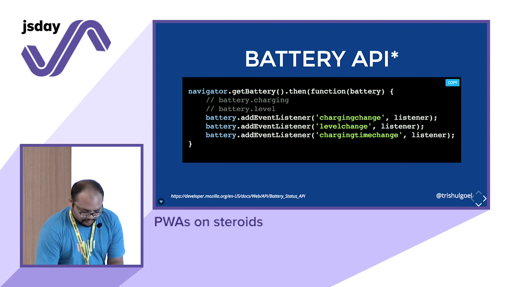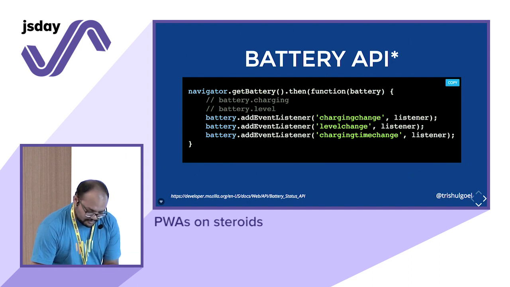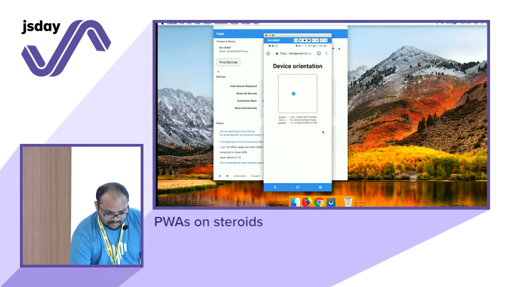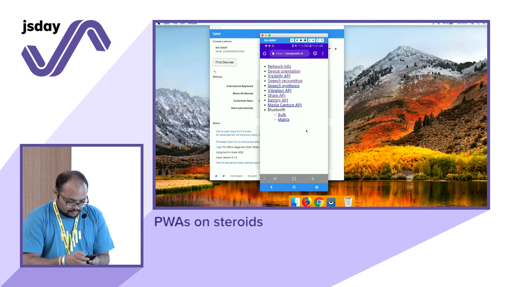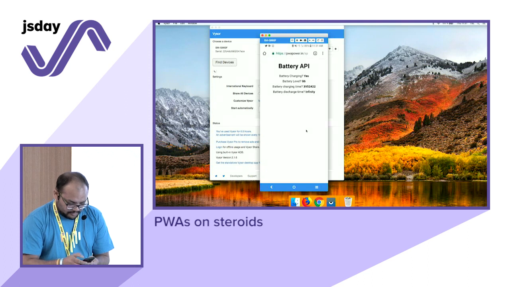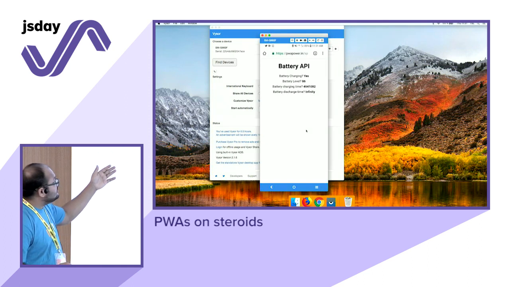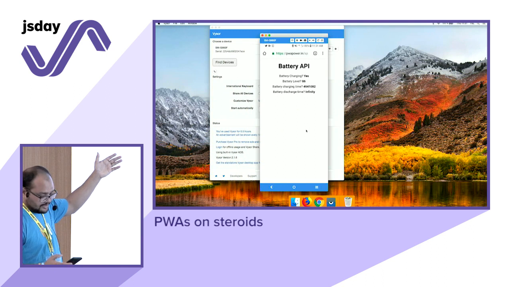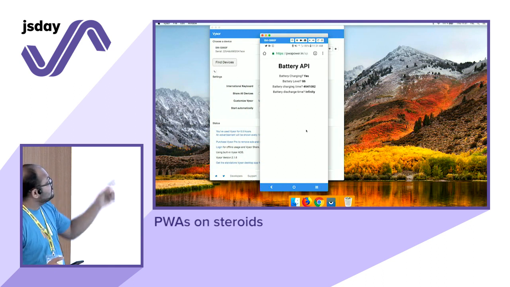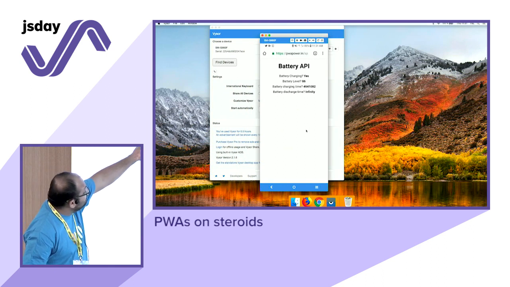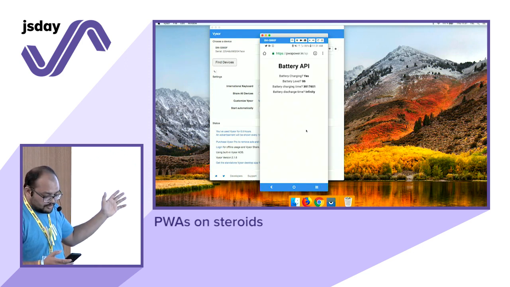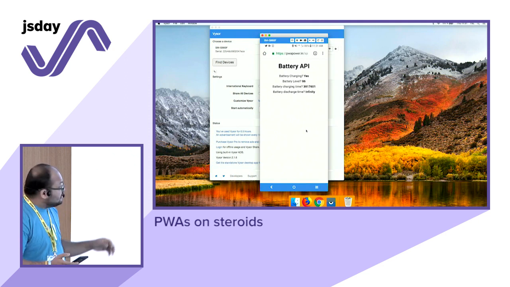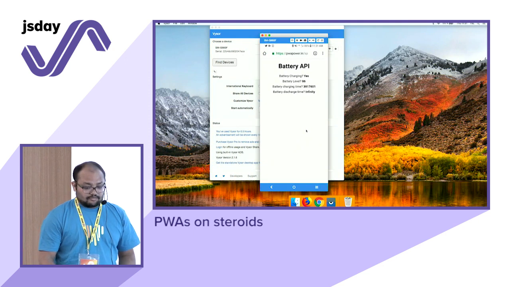I'll quickly check if my mobile still works. Come on, not this time. Okay. Let's see our battery API. So this exactly tells me my battery is charging. My battery level is 86%, which actually is, if you can see on the top, yeah, 86%. And battery charging time is in milliseconds, it's fast. And discharging time, infinity, for sure.